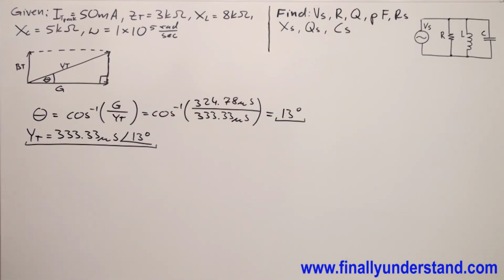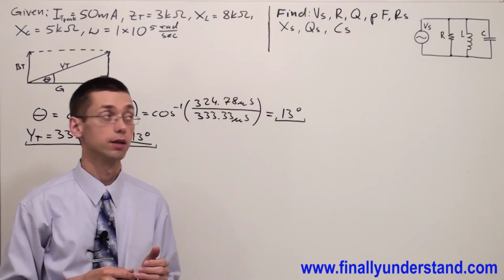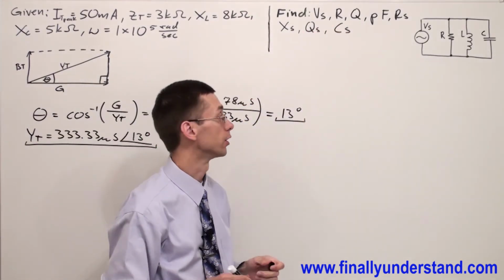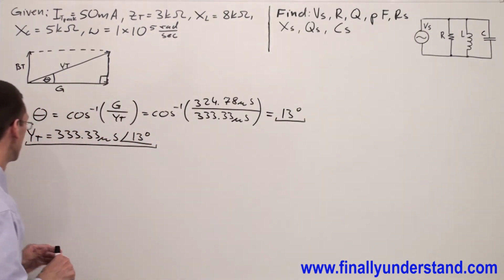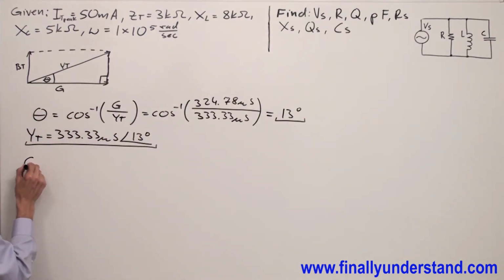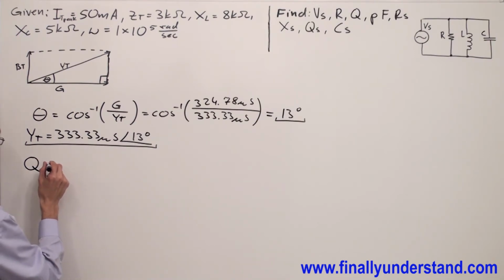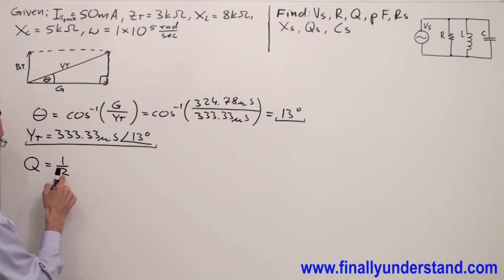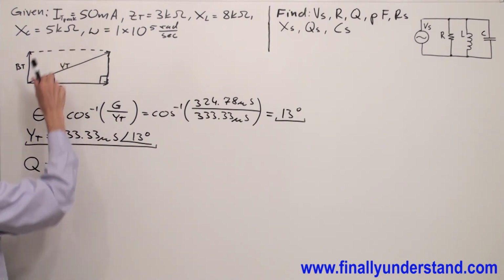Now we are ready to find the reactive power. Okay, in order to do so, I'm going to use the formula which says Q, the total reactive power in my parallel circuit, is equal to 1/2. Why am I writing 1/2? Because we are dealing with the peak values.